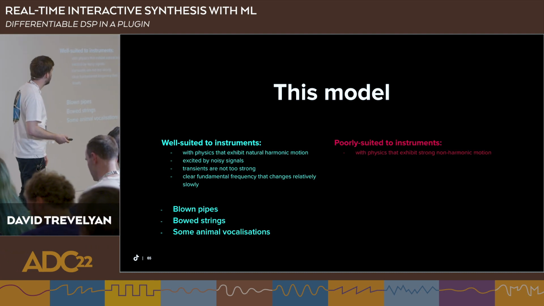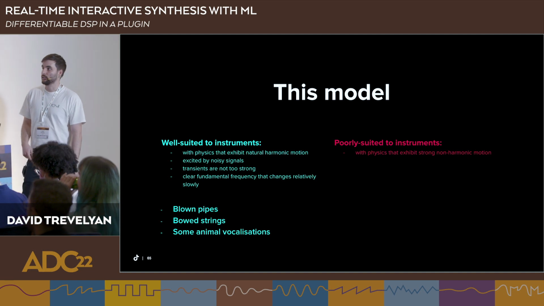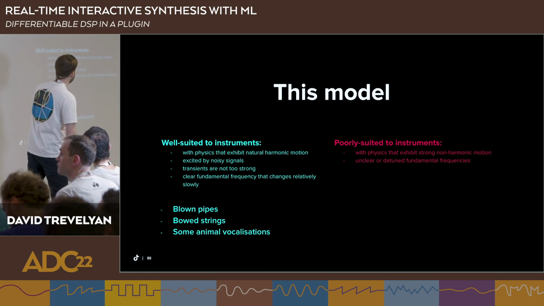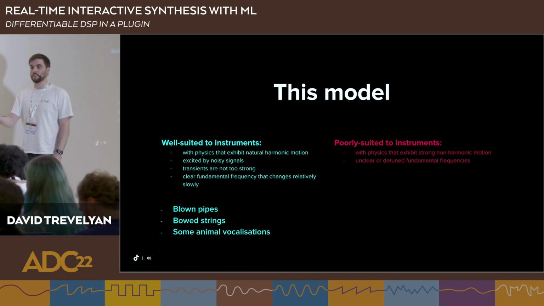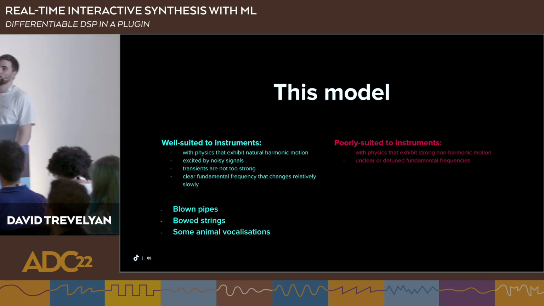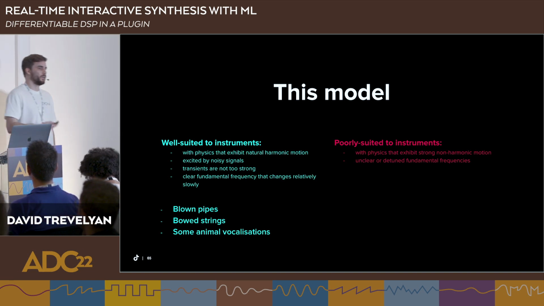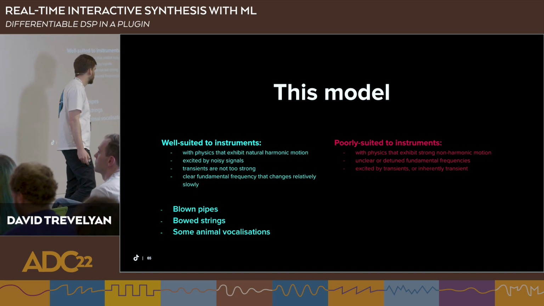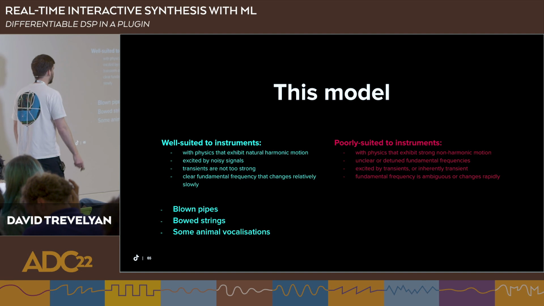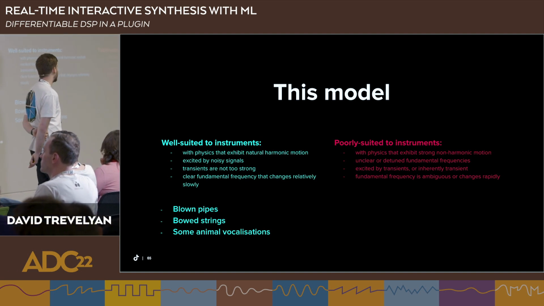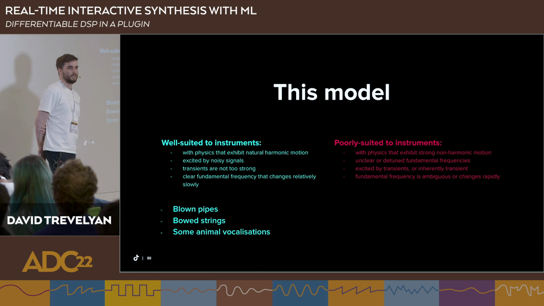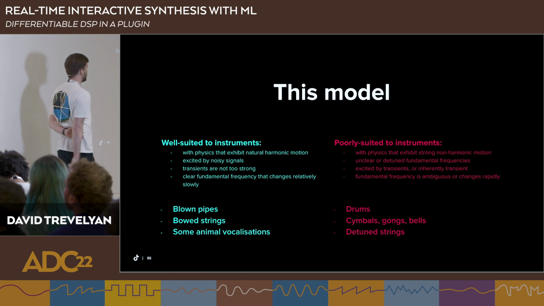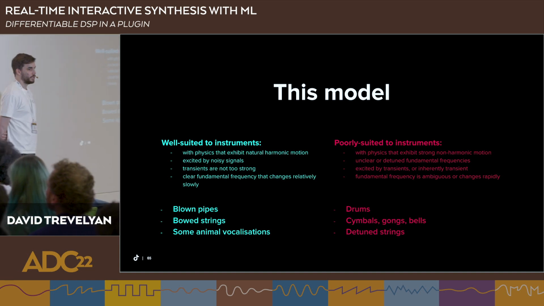It's very poorly suited to instruments with physics that exhibit strong non-harmonic motion. It's unclear whether they have unclear or detuned frequencies. So something like a sitar, for example, will be very difficult for this pure harmonic model to pick up and replicate well. And yeah, on the drums theme, if it's excited by transients or they are inherently transient, we're going to struggle. And if there is no easily detectable fundamental frequency, we're also going to have a hard time. So these tend to be things like drums, gongs, bells, and detuned strings.